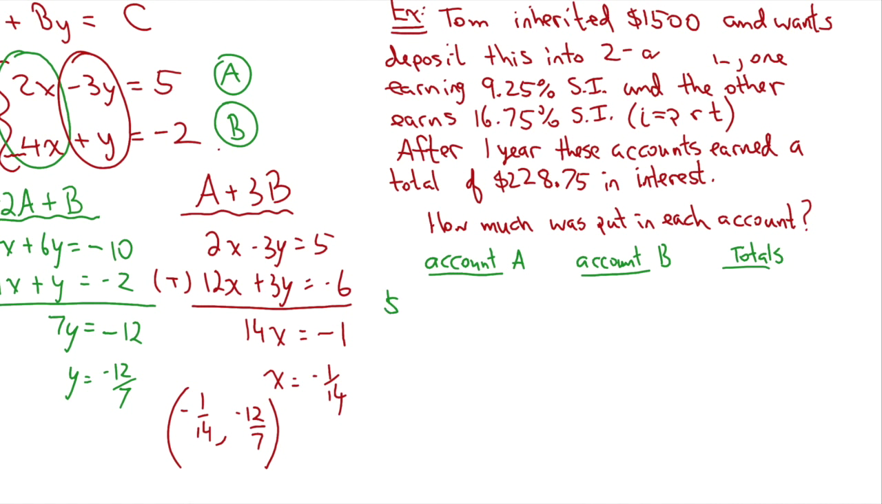So the first one is just going to be the pure money, P, principal. But in interest, how much money in principal did I put into account A? Do you know? No. So what do you call it? Generally, for us, usually X.